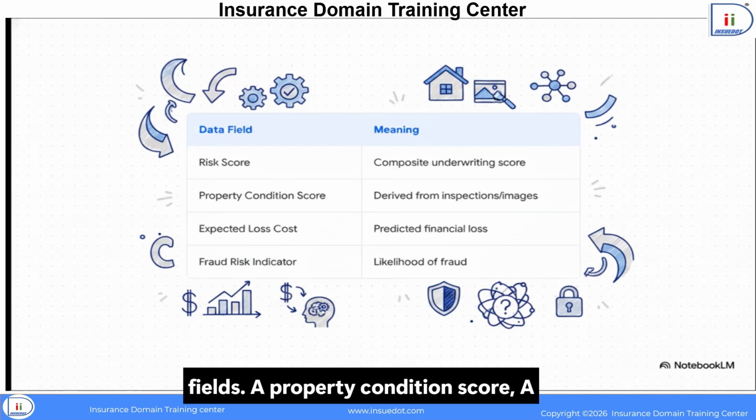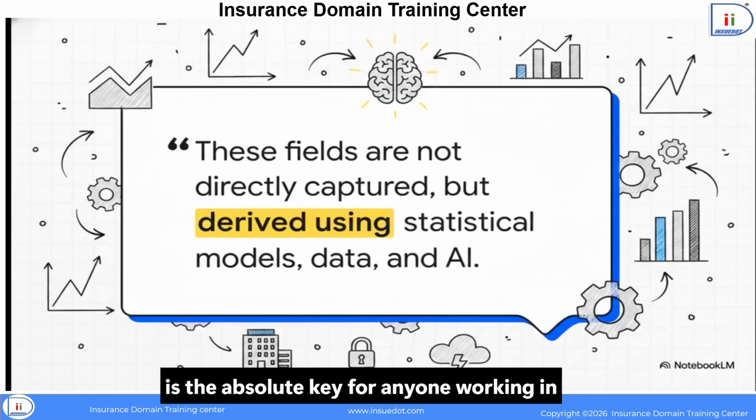Now, take a close look at these fields. A property condition score, a fraud risk indicator, these are different. These aren't things a person types into a form. They're what we call derived fields. They are the intelligent outputs, the answers, that machine learning models generate after they've analyzed all that foundational data we just walked through.